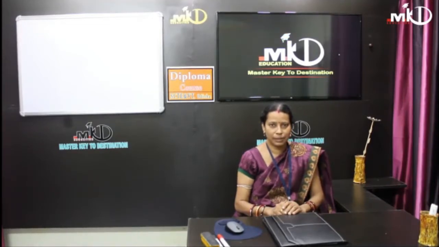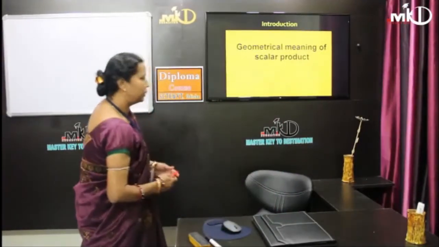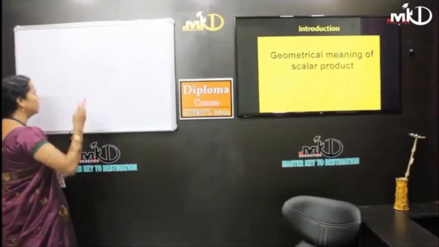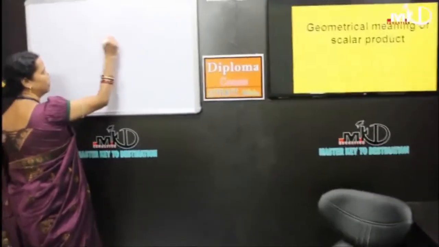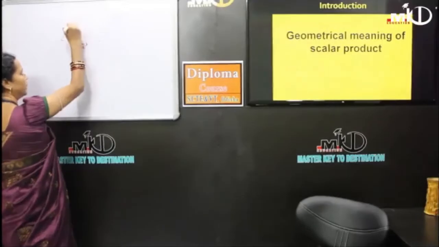Today we will discuss the geometrical meaning of the scalar product and the angle between two vectors. We study the geometrical meaning of the scalar product. First, we already discussed what it is. Suppose this is vector A and this is vector B.